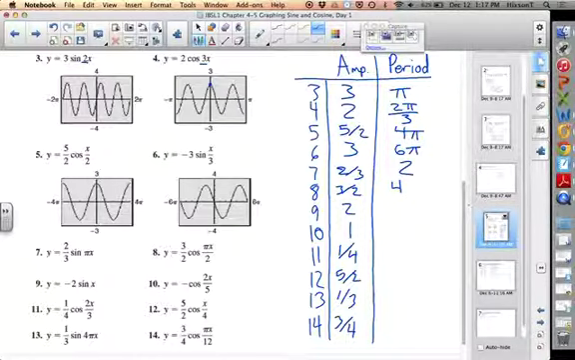Take a minute or two here and try 9 through 14. If you did it for homework, just double check your answer.